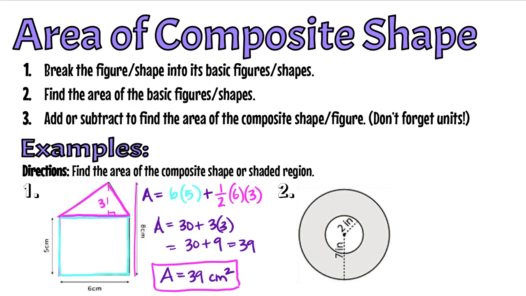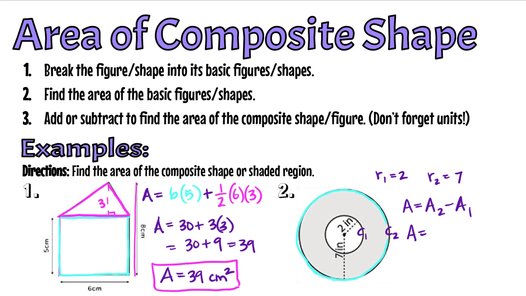In this next example, we are finding the area of the shaded region. For this example, let's call the inner circle circle 1, and let's call the outer circle circle 2. So we have a circle with the radius, our radius for circle 1 is going to equal 2 inches, and our radius for circle 2 is going to equal 7 inches. So to find the area of the shaded region here, we want to subtract the area of our circle 1 from the area of circle 2.